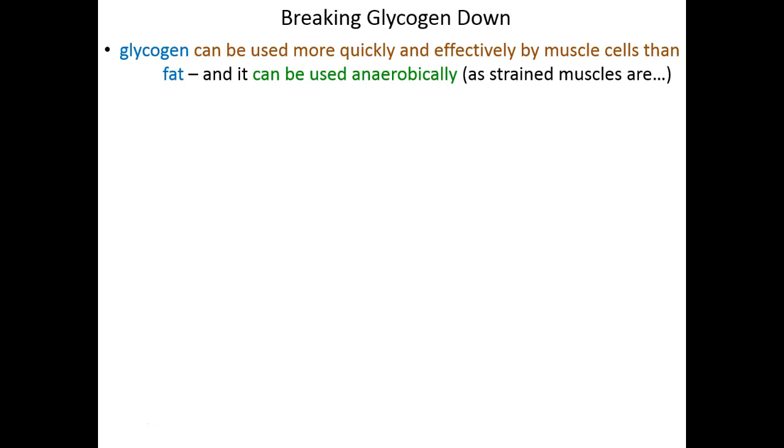Glycogen is indeed a short-term storage form of glucose. It can be used much more quickly and effectively by muscle cells than other, longer-term energy stores can, such as fat, and this can be done anaerobically. Oxygen is not required to release glucose from glycogen, and as we already know, oxygen is not required for glycolysis. We can continue to perform glycolysis by making lactic acid and continue making ATP, and that's especially important for strained and depleted muscles that are being strained beyond their normal aerobic capacity. So this is a nice way to keep energy going.